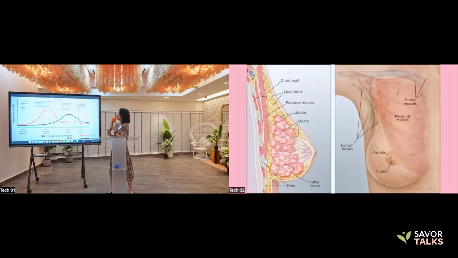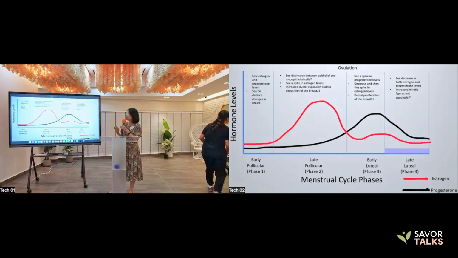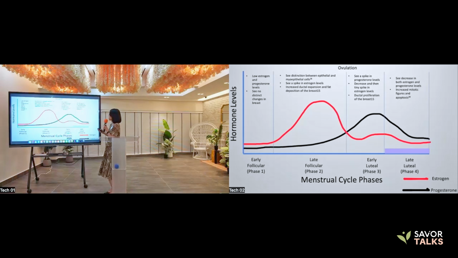Okay, so now we know that hormone change is very important for the breast. Now we want to see how the hormones affect the breast. So maybe we can start from here. If there's no fertilization of the ovum, no pregnancy occurs, the estrogen and the progesterone levels remain very low. So there's no change in the breast.